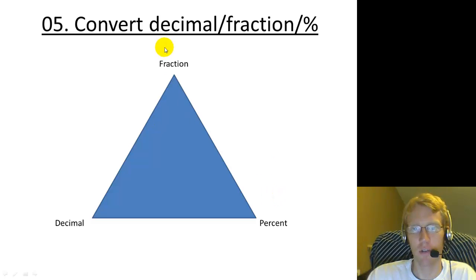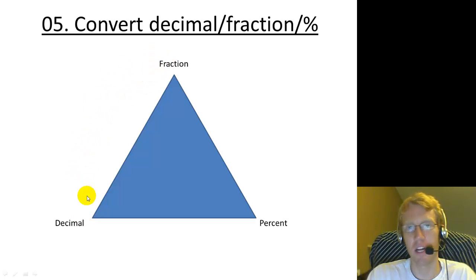So I've drawn a triangle here with fraction on one corner, decimal on one corner, and percent on the other corner, and I'm going to draw arrows connecting the two corners together, and along that arrow we'll kind of write in the rule or method for how to do that conversion.